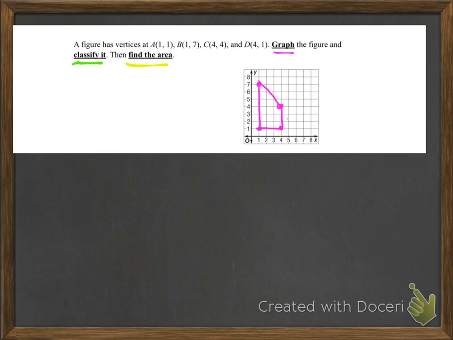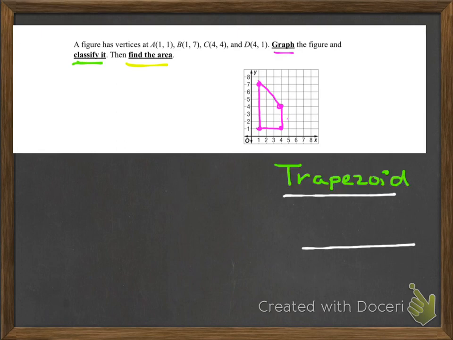All right, and so now I can see what type of figure it makes, so that's going to lead me to my next piece, which is to classify it. So I've drawn two lines here on the right because that's what it'll look like on your test. So for the classify part, all you need to do is write trapezoid, and then the last piece is to find the area. So as you can see here, I've used the formula area equals 1/2 times the height times base 1 plus base 2.